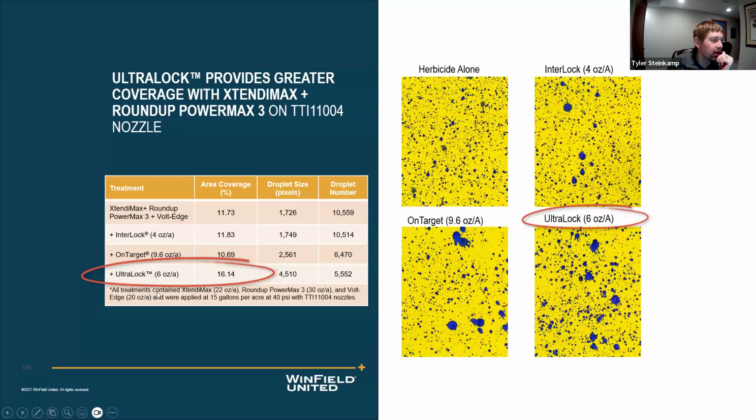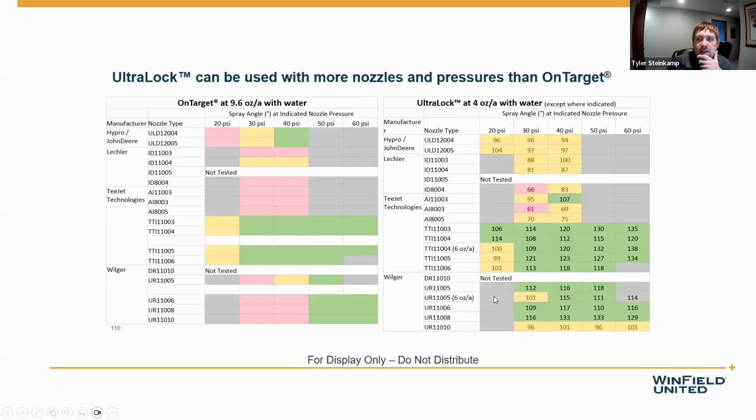Because it's got more of those interlock type properties to it, we did get more coverage with that, and more percent coverage in total, and more droplets out of that particular application. So you can see the coverage that we got on this spray card.